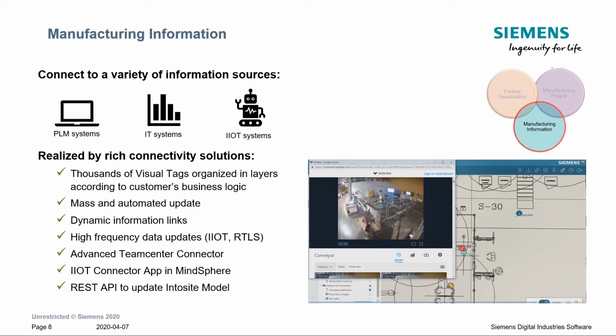And knowing that the quantity of manufacturing information is so great within any single company, or even just a single facility for that matter, Intosite supports things such as mass updates of place marks and advanced connectors, such as with Teamcenter and MindSphere, to aid in creating these place marks more quickly and easily, and also allowing them to be maintained with much more ease. A manufacturing individual is able to navigate to the desired location that they need within the facility and see all relevant information coming from PLM systems, IT systems, IIoT systems, and more just at a glance.